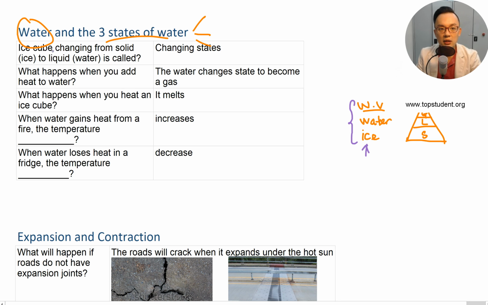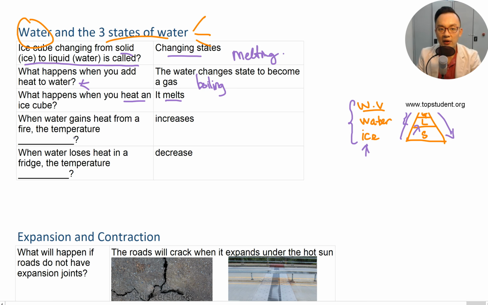All right, so an ice cube changing from solid ice to liquid is called changing states. Okay, solid to liquid is called melting. Right, not changing states, but rather melting. What happens when you add heat to water? So you have solid, liquid, gas. You have heat going up, heat coming down. Liquid to gas, heat, water. This part, what happens to it? Water changes state to become a gas, and the process is called boiling. All right. What happens when you heat an ice cube? So you have an ice cube over here, and you heat it up. So from here it goes to liquid, it melts. All right, so that's the process.